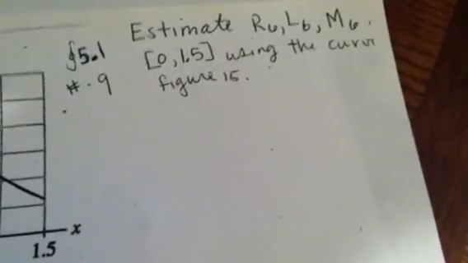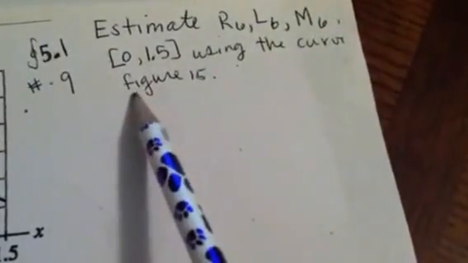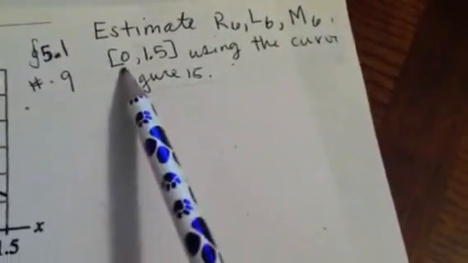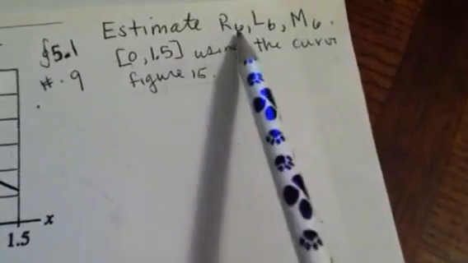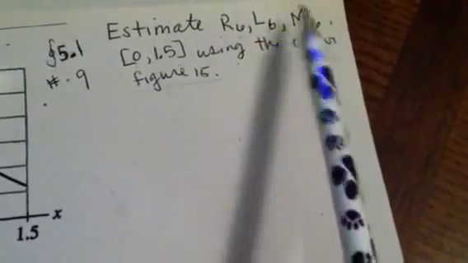In problem number 9, we are going to estimate the area under the curve in figure 15 on the interval 0 to 1.5 using the right hand, left hand, and midpoint approximations.